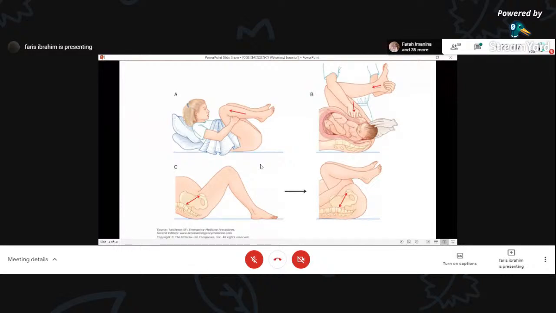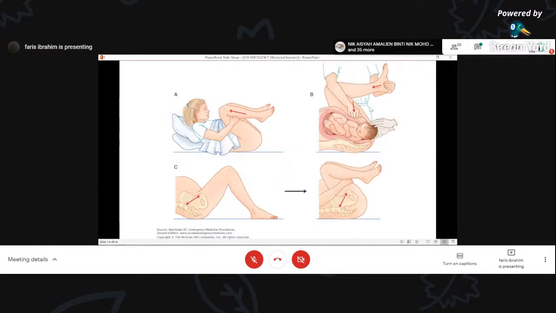Usually in HTA, there will be one nurse on the right side and one nurse on the left side. They will help the patient to hyperflex the hip and also the knee, and then they abduct the hip. The idea is that they want to increase the diameter of the pelvic outlet, this is picture D. So it becomes more vertical, giving a more roomy space for the fetus to be delivered.